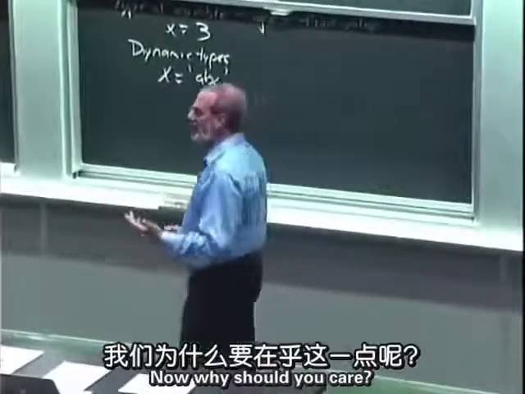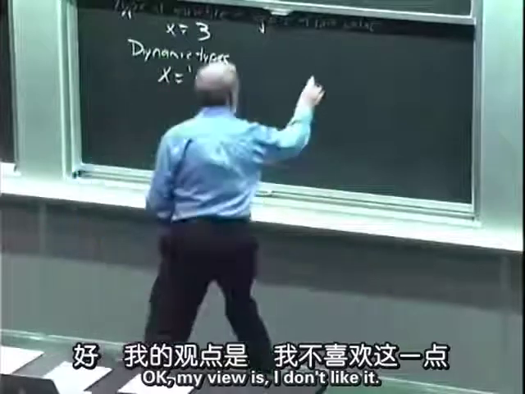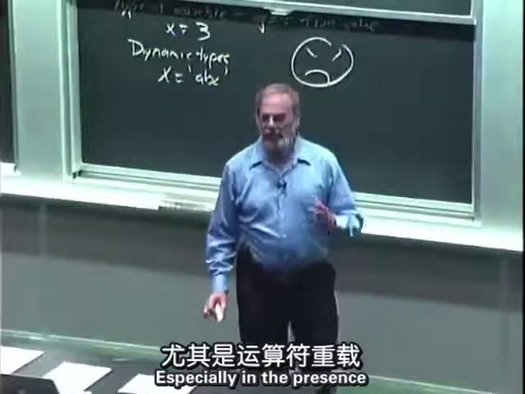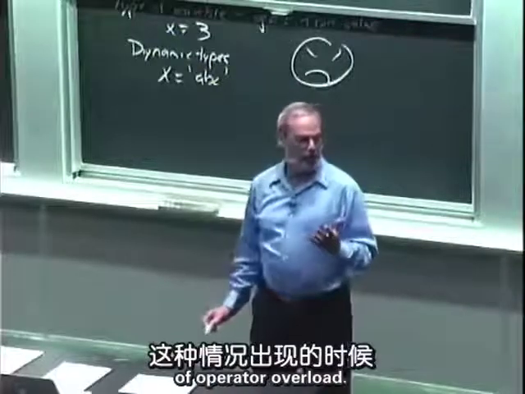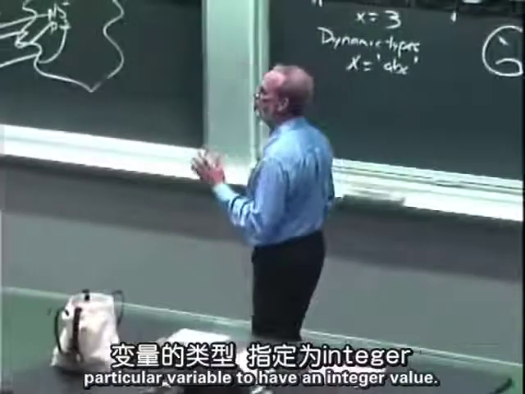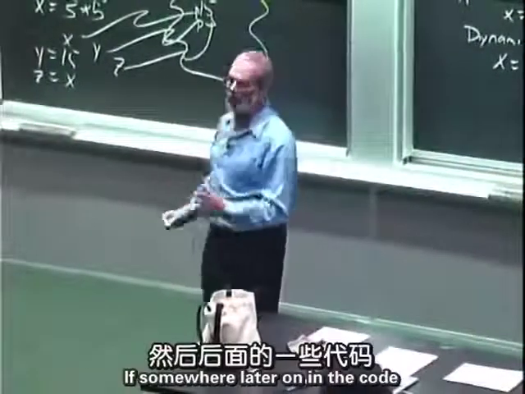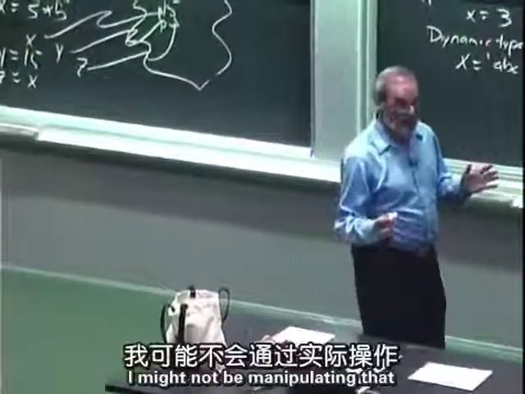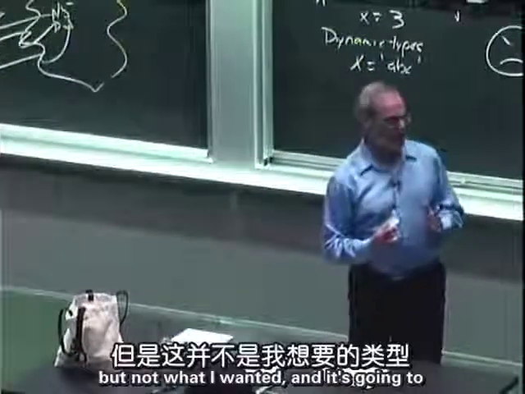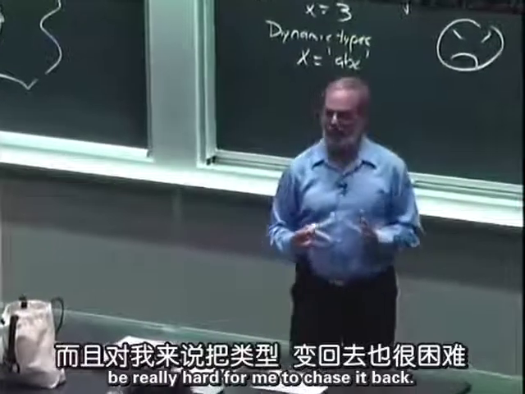Now, why should you care? Again, my view is I don't like it, especially in the presence of operator overloading. Because I might have written some code in which I'm expecting a particular variable to have an integer value. If somewhere later on in the code it shifts to string, I might now be manipulating that, getting actual values out, but not what I wanted. And it's going to be really hard for me to chase it back.